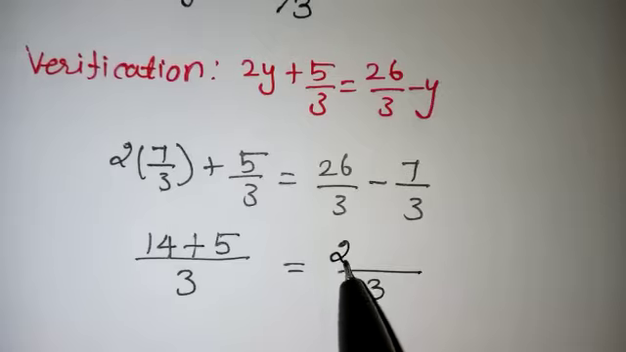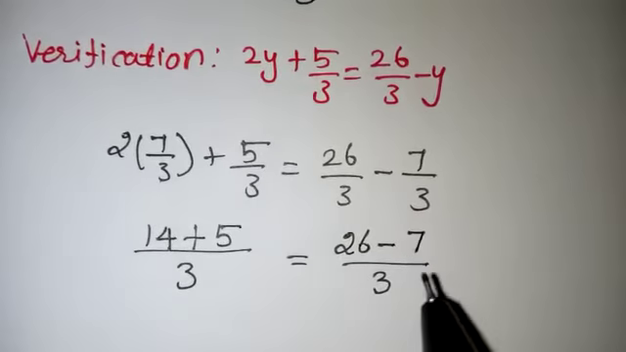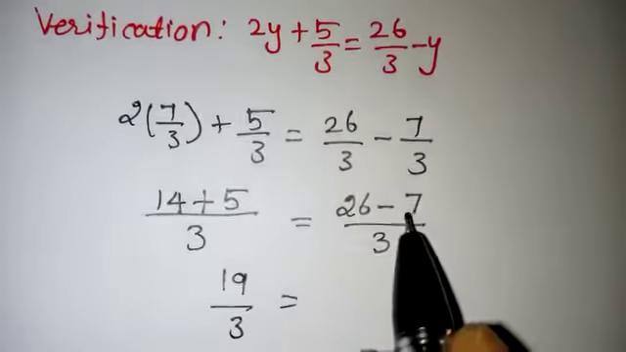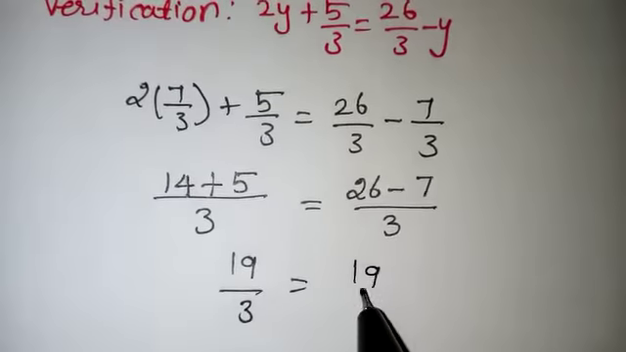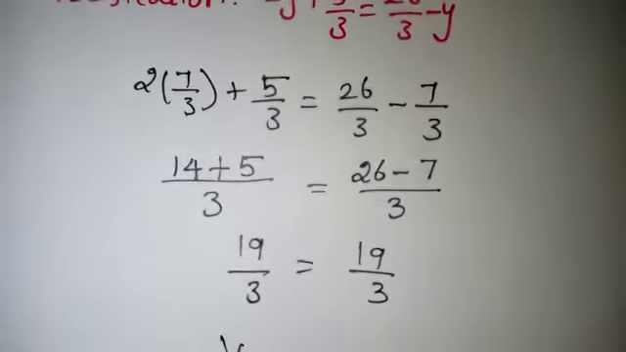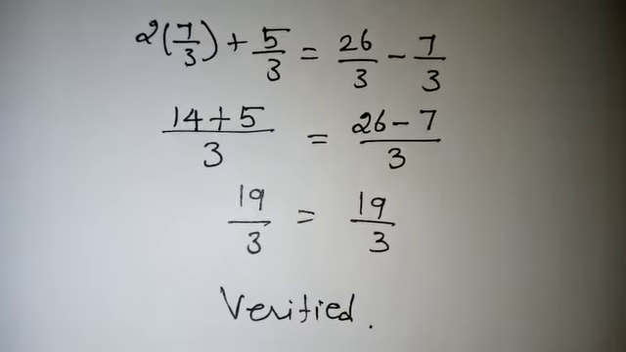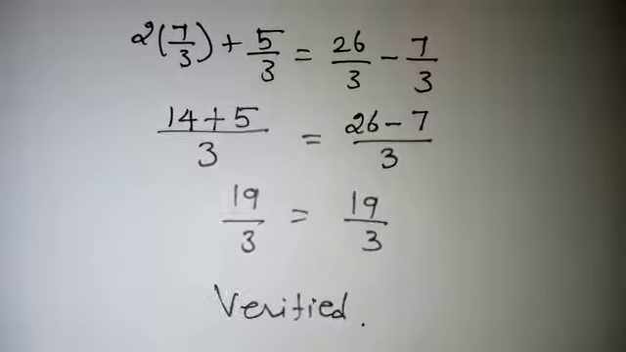Take one term as common. So 26 minus 7 we are getting. 14 plus 5 is 19, so 19 by 3. 26 minus 7 is also 19, so 19 by 3. So this is verified. So the answer we are getting is correct. So the checking part they are asking, I have tried. We'll move on to the last problem now.